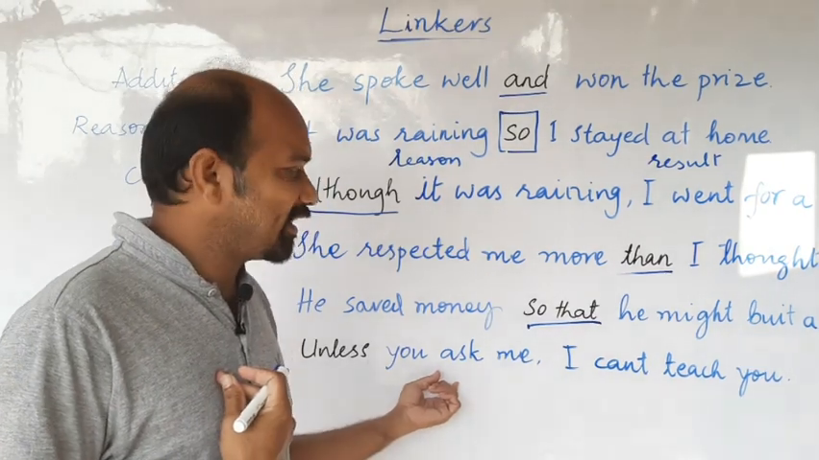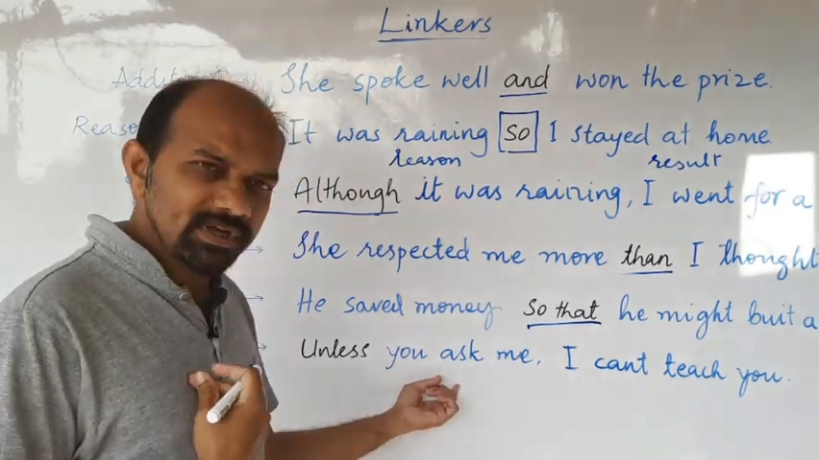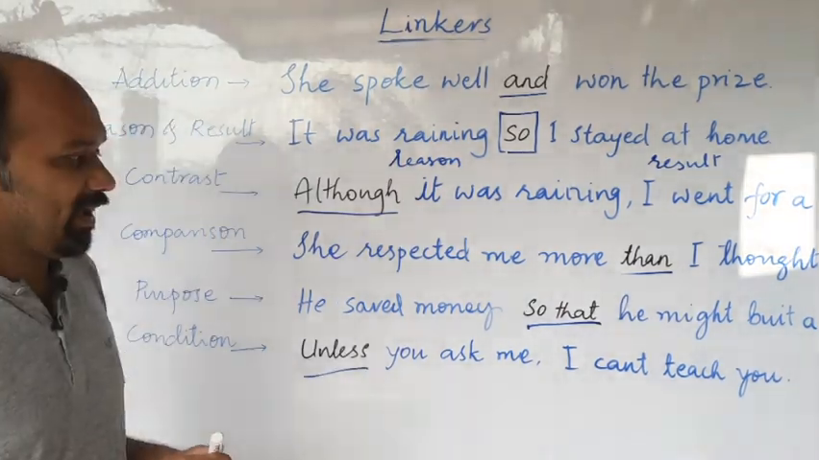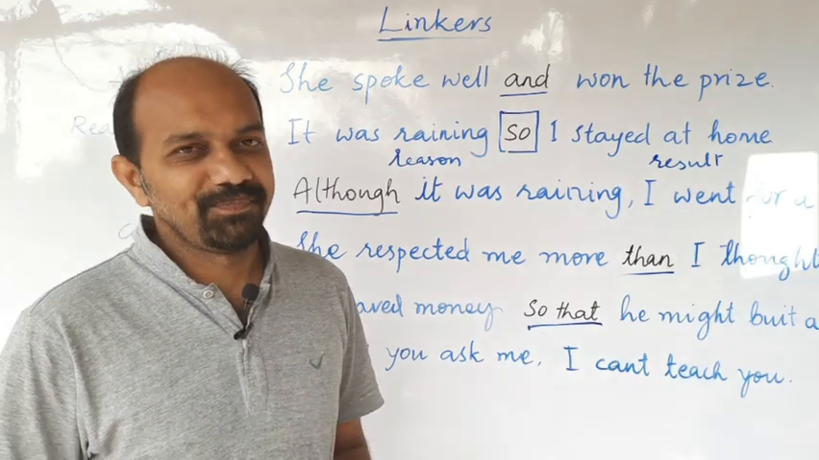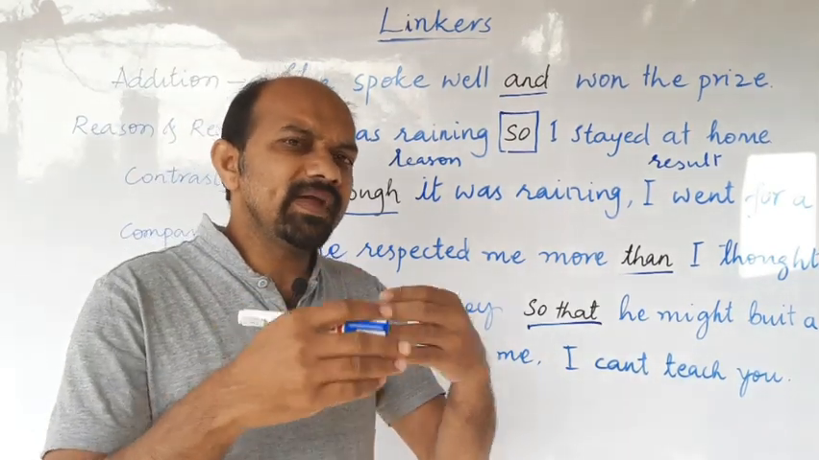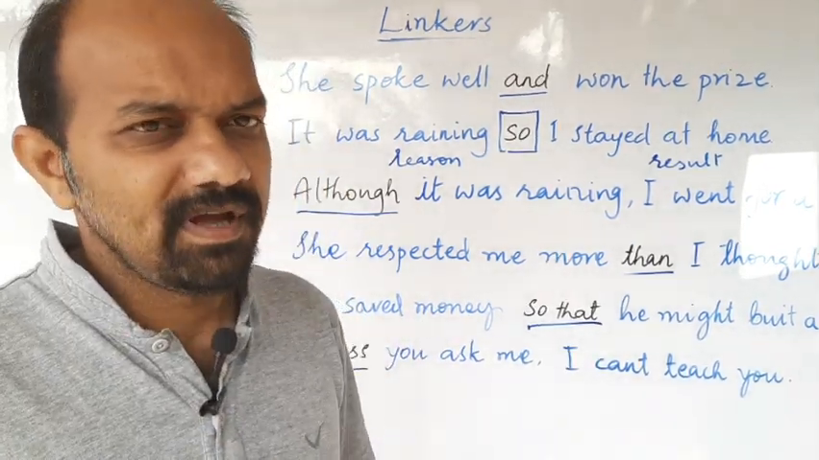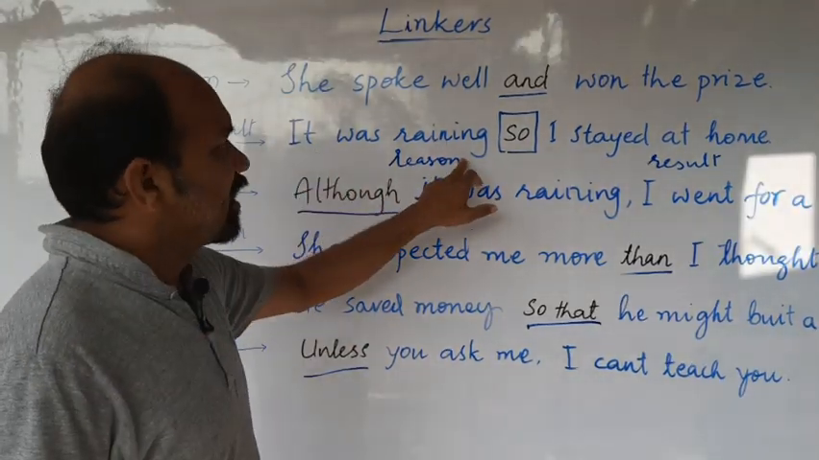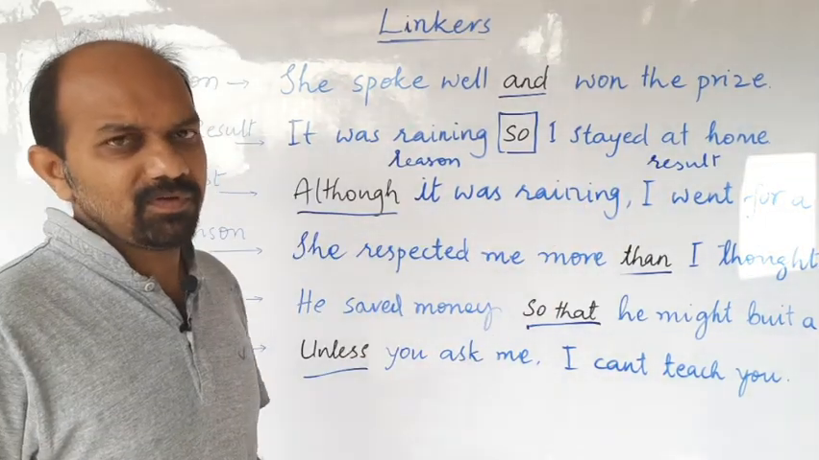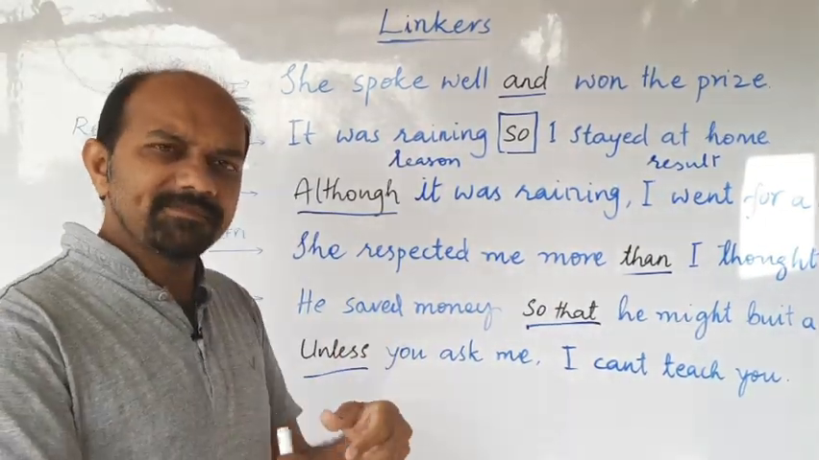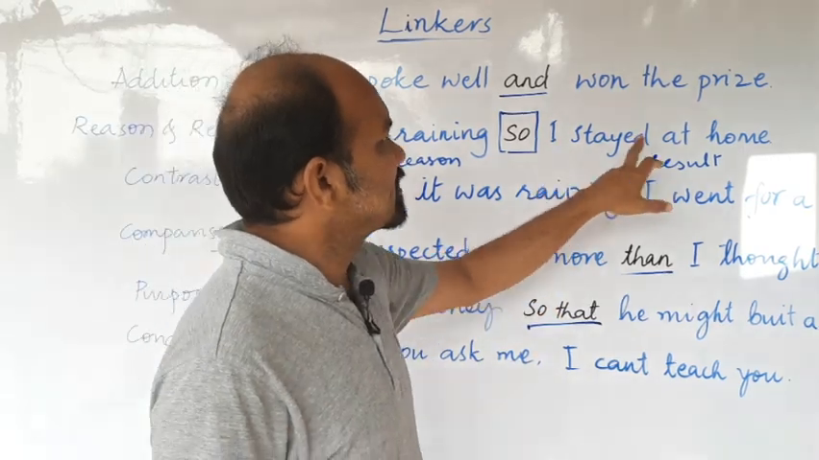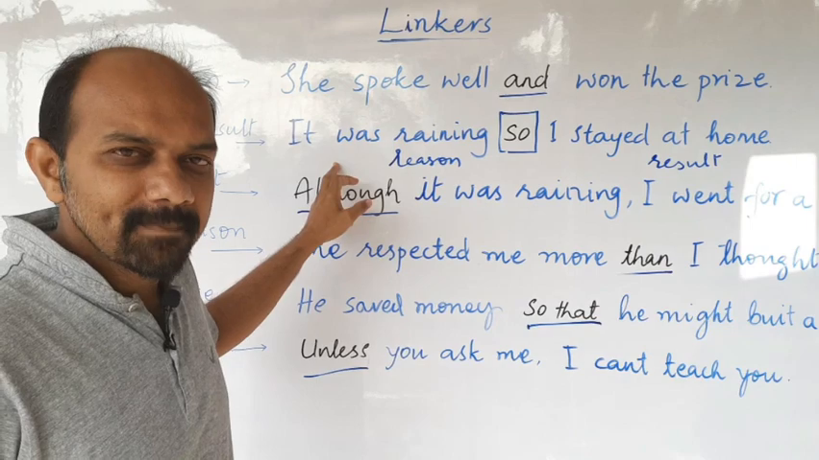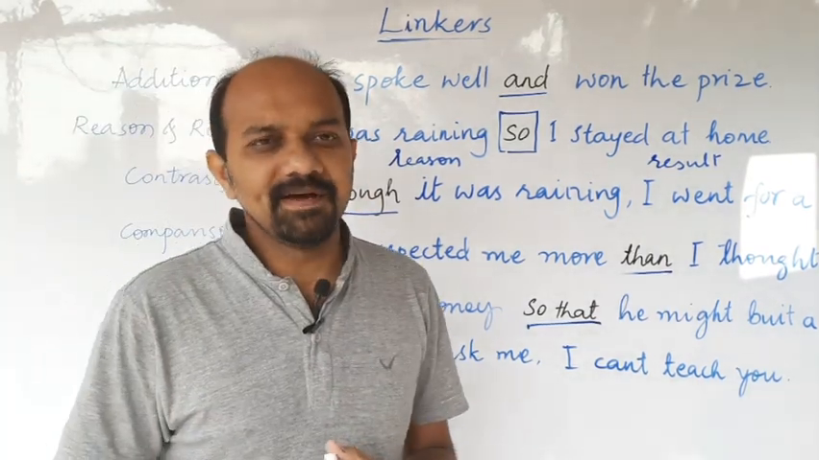So how to put that in a sentence using a linker? You can use: unless you ask me, I can't teach you. So you can make different uses in a different way. For example, it was raining, I stayed at home. You can reverse this. You can bring the result first, reason later. I stayed at home because it was raining. I hope that is quite clear.